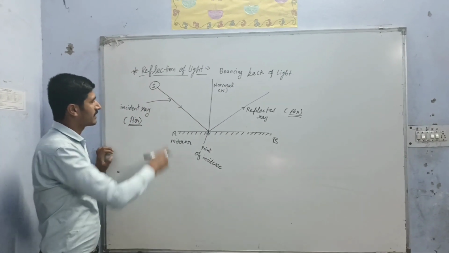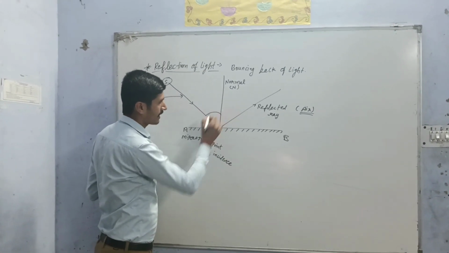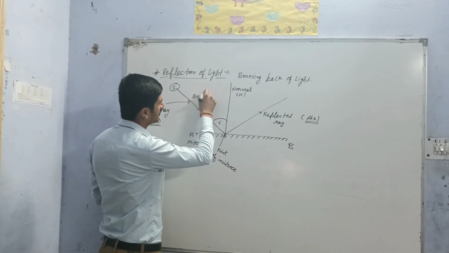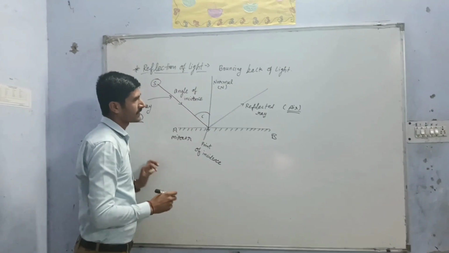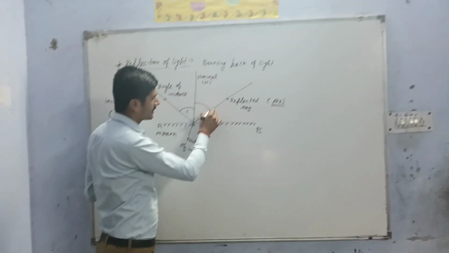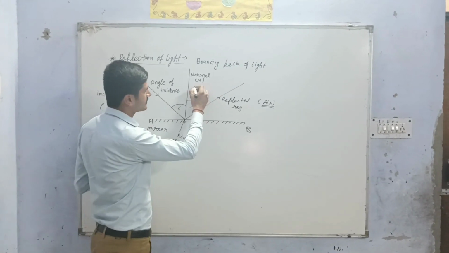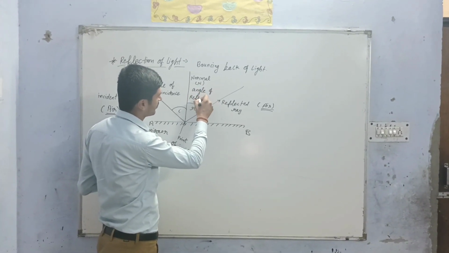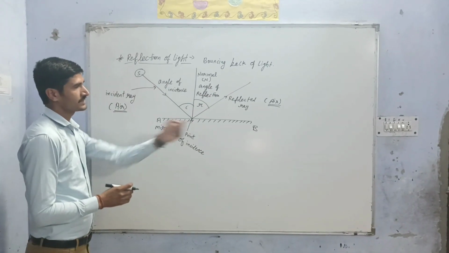So now you can see that between incident ray and normal, there is an angle. So this angle is known as angle I, that means angle of incidence. In the same manner, between normal and reflected ray, there is another angle. The angle between reflected ray and normal is angle R, and this angle is known as angle of reflection. Angle of reflection. So these are the basic things.